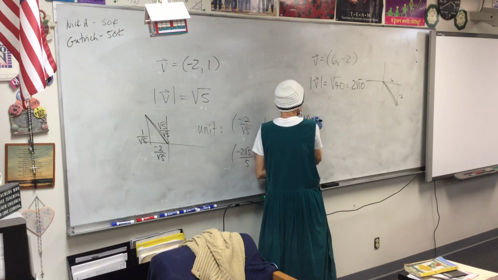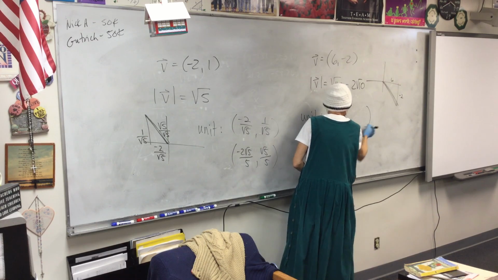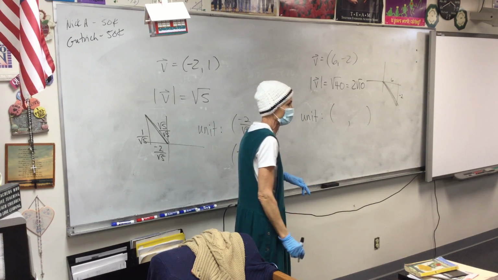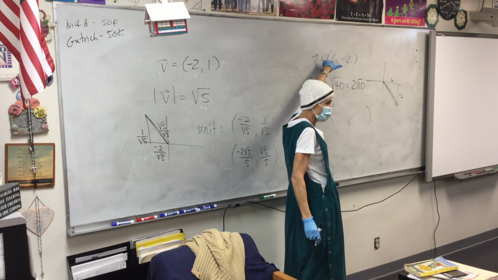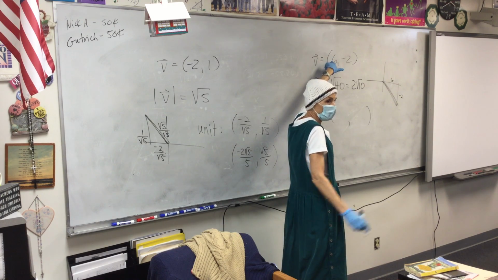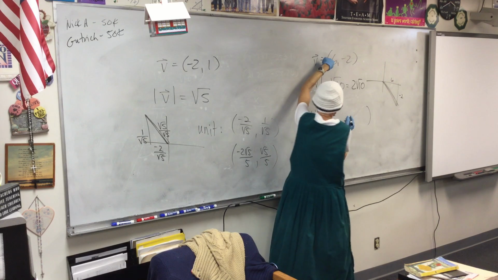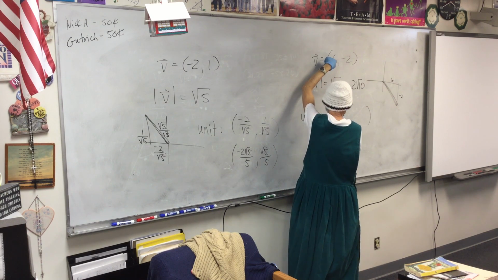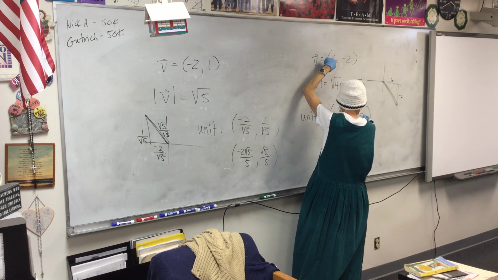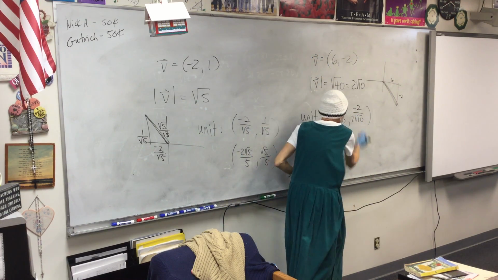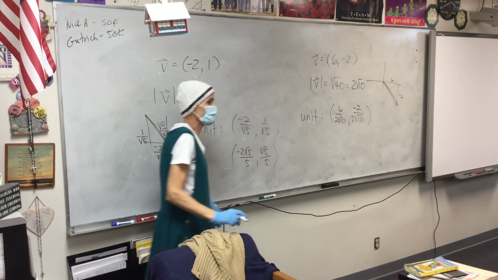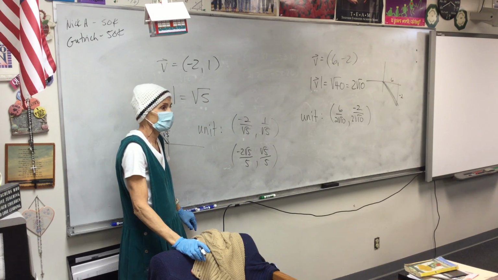I need my unit vector now. And how did we say we were going to find our unit vector? We take these two original coordinates and divide them by 2 root 10. So again, I am not done. This is like my initial step. I'm dividing each coordinate by the magnitude of the vector.